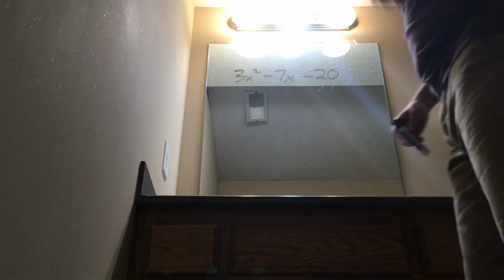Key concept 4, factoring trinomials using the product sum method. When you're dealing with a trinomial, what you'll want to do is keep track of what your A, B, and C value are. Your A value will be in front of the x squared. Your B value in this case is -7, and your C value is -20.